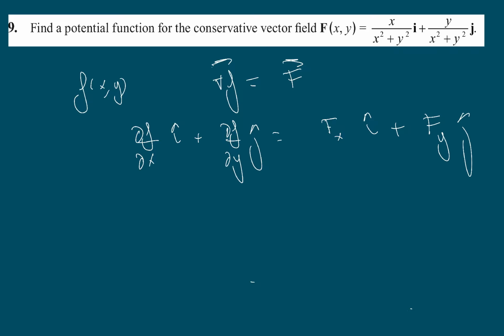In our case, if this expression is equal, it is because the y component is equal to the y component. So the partial derivative with respect to x is equal to the x component of the vector field. So it's x divided by x squared plus y squared.